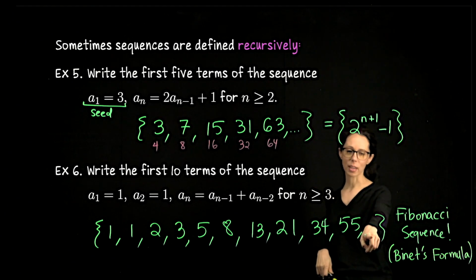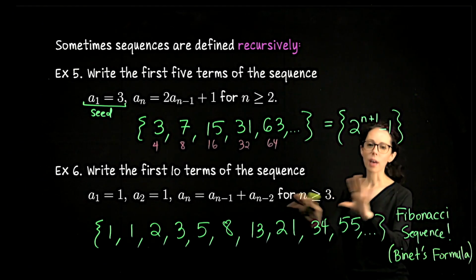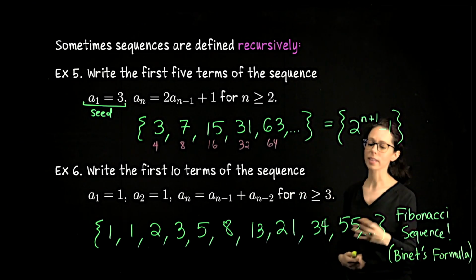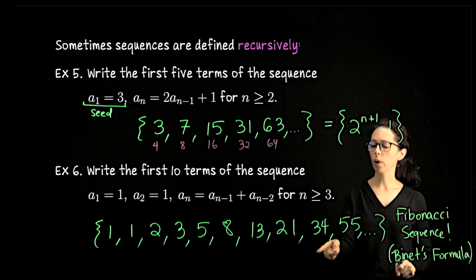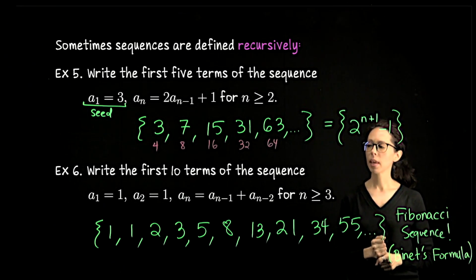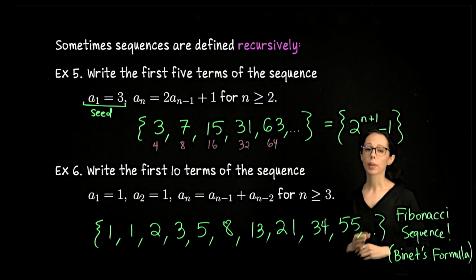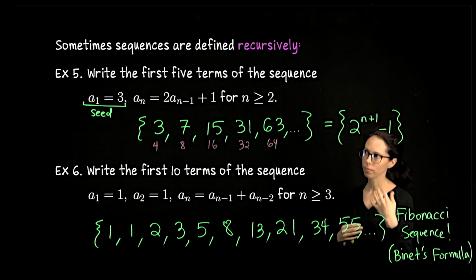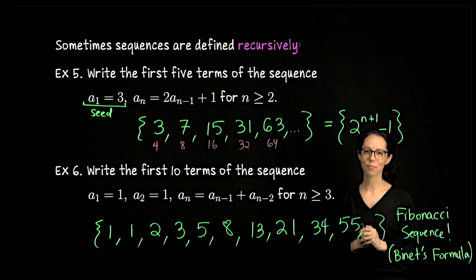Because right now, if I said, what's the 11th term in the sequence, I don't have a formula that you could plug into to get a sub 11. You would have to say 34 plus 55 is 89. So these are recursive sequences because they're being recursively defined, where the next term in the sequence depends on previous information.